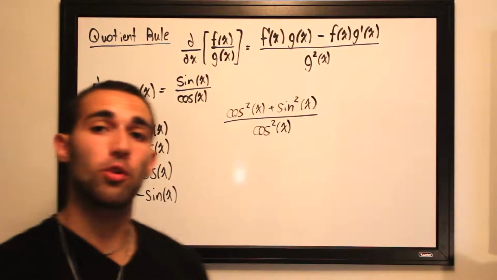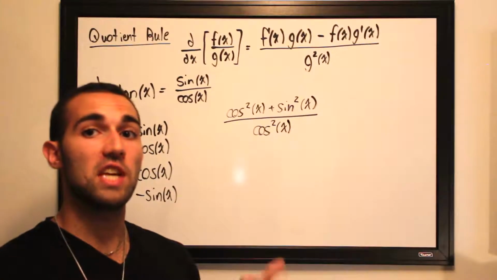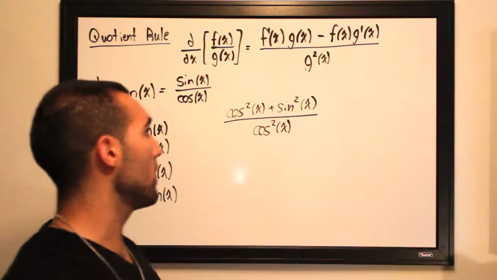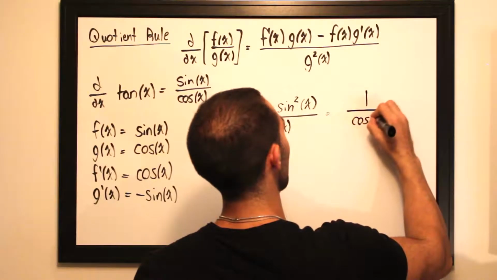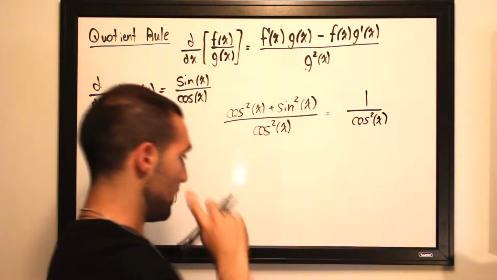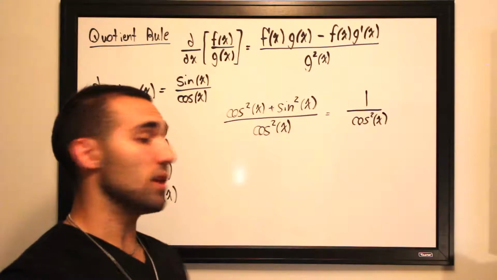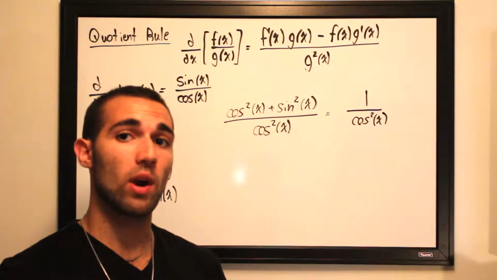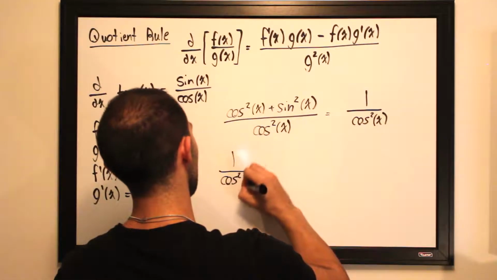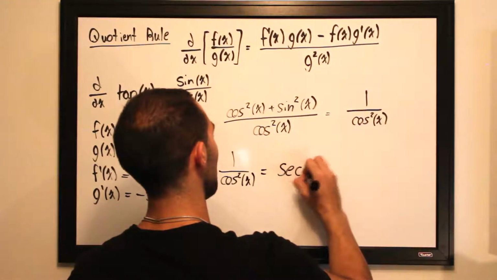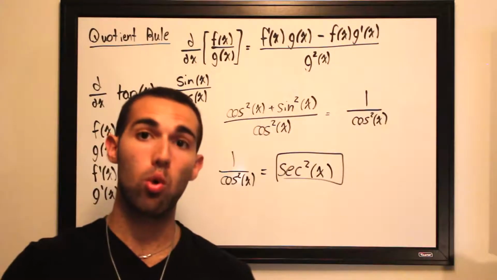And for those of you that are familiar with your trigonometric identities, you know that cosine squared of x plus sine squared of x is equal to 1. So that can be rewritten as 1. So this is equal to 1 over cosine squared of x. Now 1 over cosine squared of x can simply be rewritten as secant squared of x, because 1 over cosine is secant, so 1 over cosine squared is secant squared. And that is how you take the derivative of tangent of x using the quotient rule.